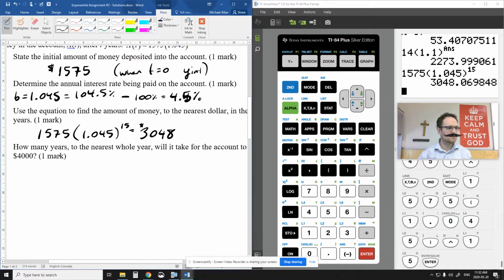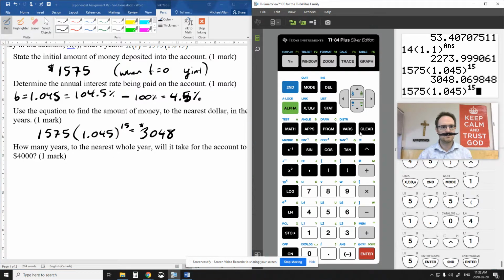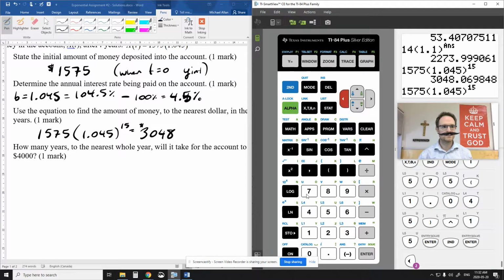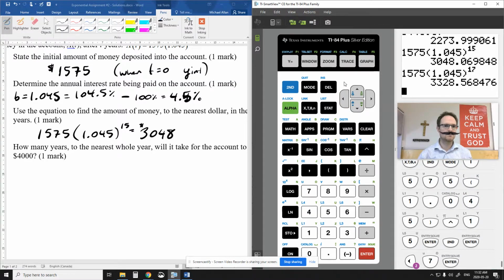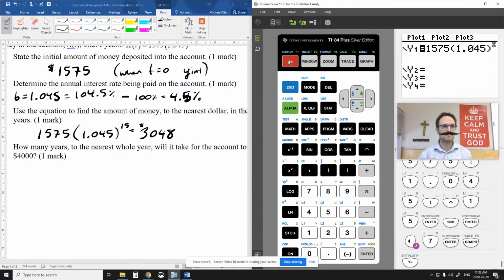How many years will it take for the account to have $4,000 in it? So you could just keep on guess-checking, revising. To the nearest whole year, so you could change this to 17 and see what happens. Oh, not enough, right? You keep on doing that if you wanted to. Seems like a lot of work. So I'm going to go to my graph, and I've got to go to my window.